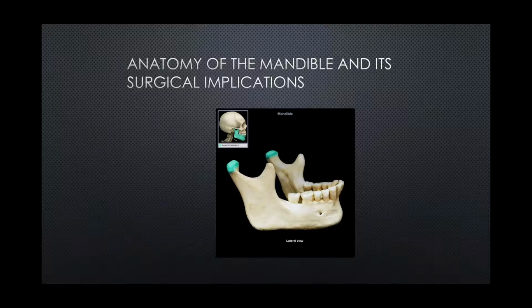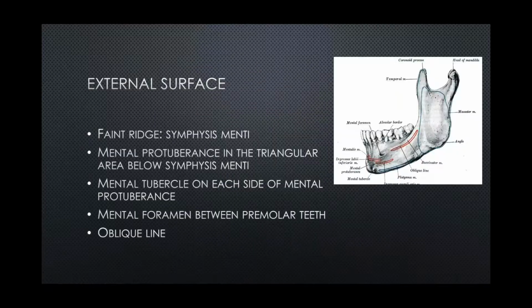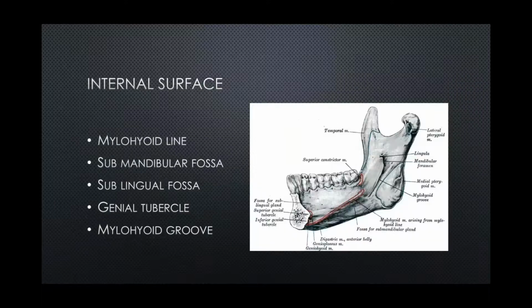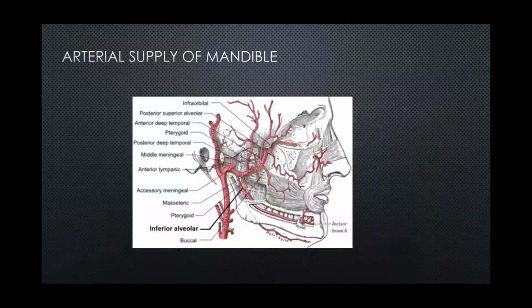And just like we have anatomy of the maxilla, we should talk about the anatomy of the mandible. On the external surface, we have mental protuberances on both sides. We have the mental foramen and our external oblique line towards the posterior. And on the lingual, we have our submandibular fossa, our genial tubercles, and our mylohyoid group. So we should know this bony anatomy, once again, better than anybody out there.